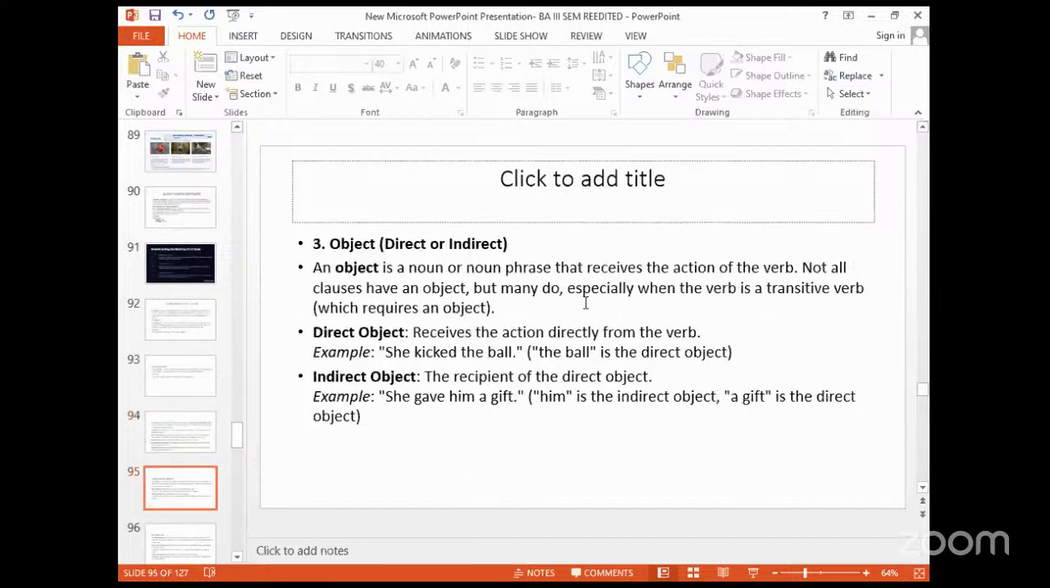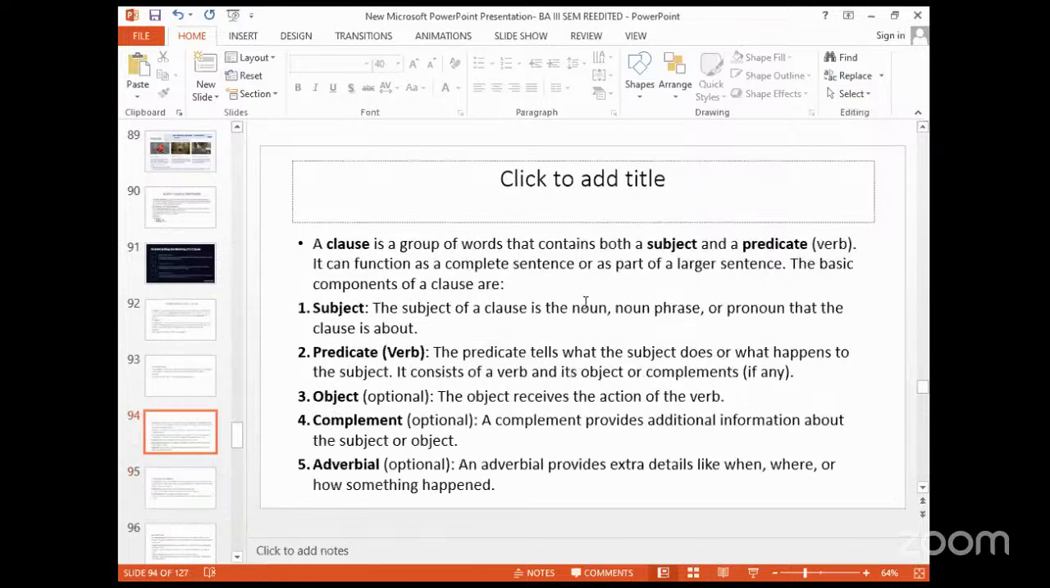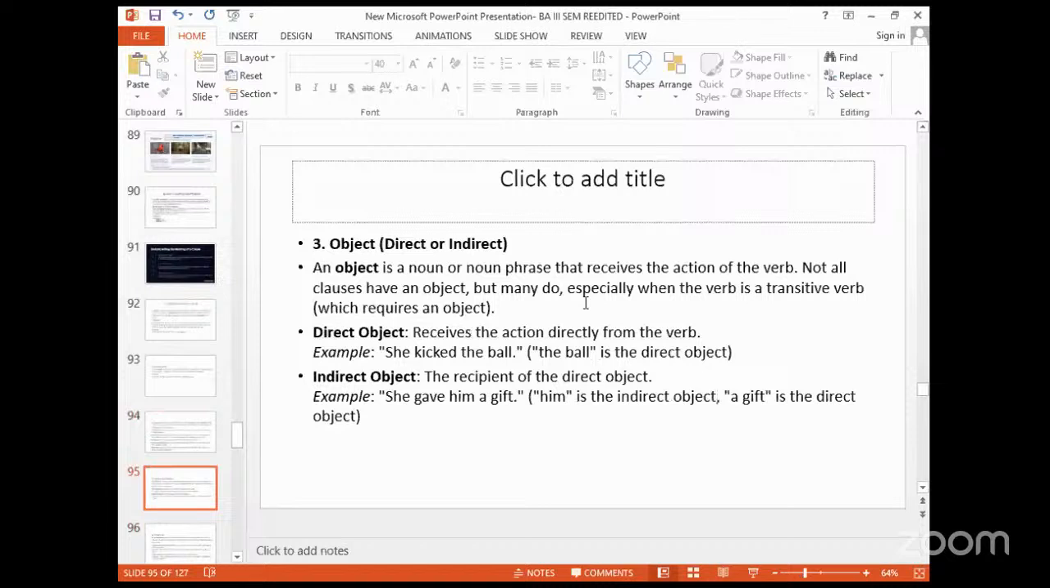When you talk about the object, direct or indirect, an object is a noun or a noun phrase that receives the action of the verb. Not all clauses have an object. I just now told you this can be optional, but many do, especially when the verb is a transitive verb. When the verb is transitive, it needs an object. Only then will you find an object. A direct object receives the action directly from the verb. For example, "she kicked the ball." The ball is the direct object and the verb is a transitive verb. In such cases, we need an object.